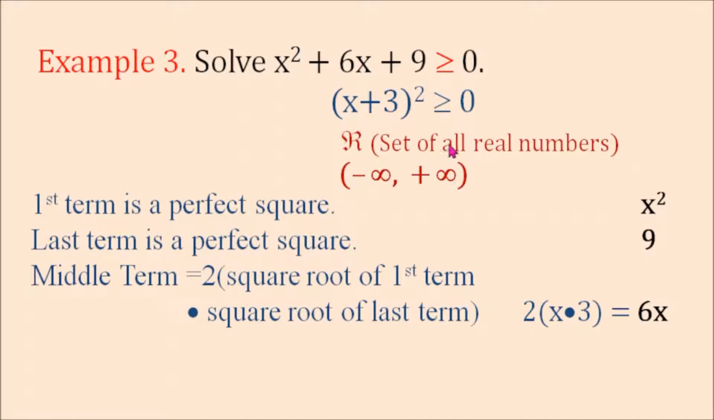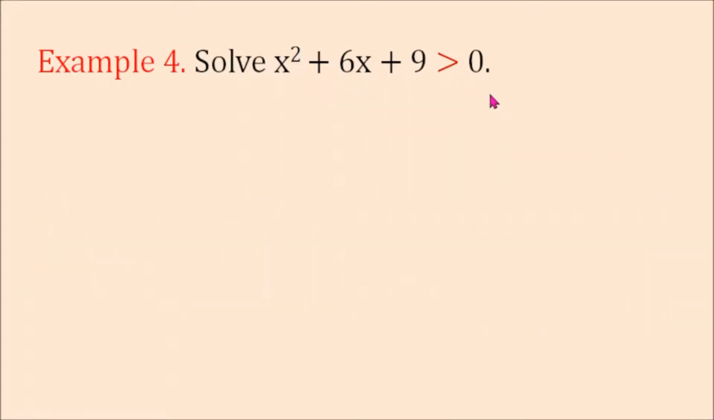Now, how about if we are going to change this greater than or equal to just greater than? Let's make it example number 4. We know that x squared plus 6x plus 9 is a perfect square trinomial, so we can express our inequality as the quantity x plus 3 squared is greater than 0.